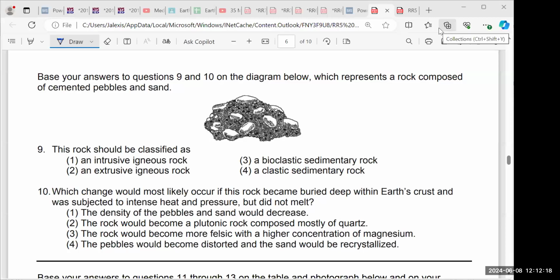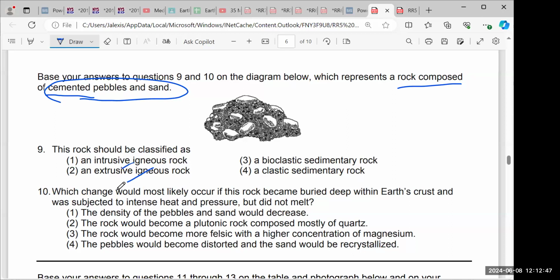All right, number 9. Base your answers to questions 9 and 10 on the diagram below, which represents a rock composed of cemented pebbles and sand. Number 9 says, this rock should be classified as blank. The fact that the background information says it's a rock composed of cemented pebbles and sand lets me know that it cannot be an igneous rock, because we know that igneous rocks are created from melting and solidification of magma or lava.